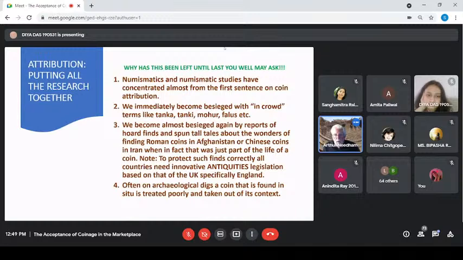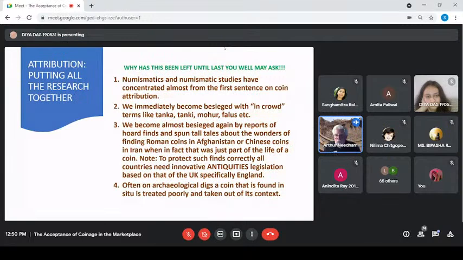We almost become besieged again by reports of hoard finds and spun tall tales about the wonders of finding Roman coins in Afghanistan or Chinese coins in Iran, when in fact this was part of the life of a coin. This is what happened, and it happened for thousands of years. People traded, and it happened before coins.